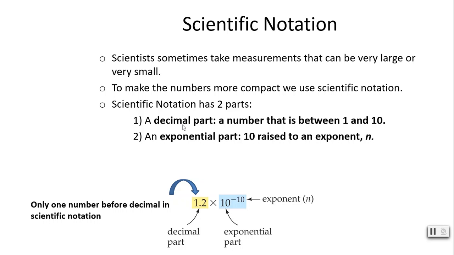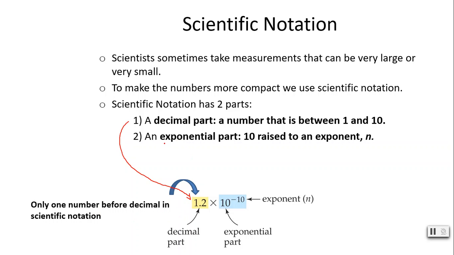The decimal part of scientific notation is essentially the first number of the measurement, the decimal, and the rest of the number. That number needs to be between 1 and 10. So for the decimal part, there's only one number in front of the decimal. In this example, it's 1.2, not 12 point something. That is the decimal part, with the one number before the decimal.